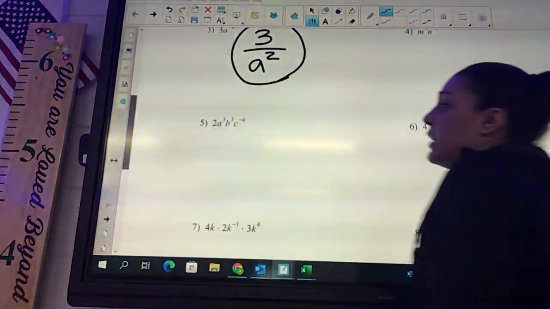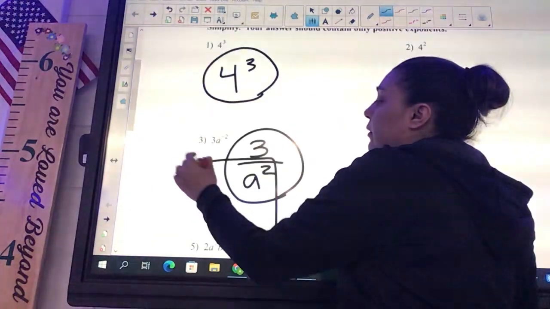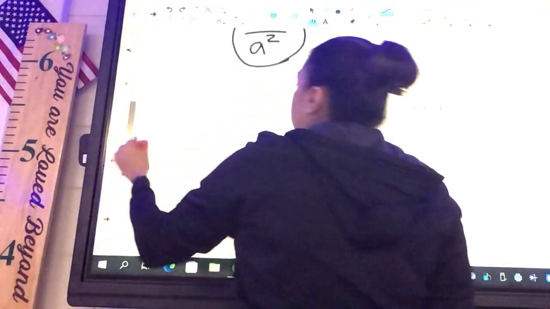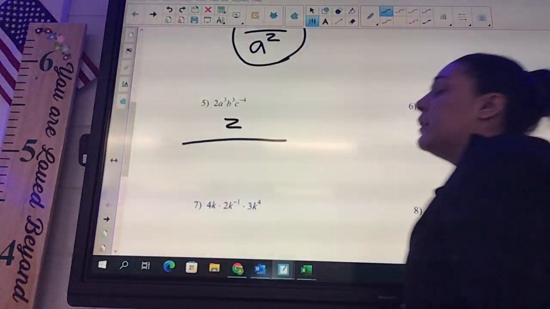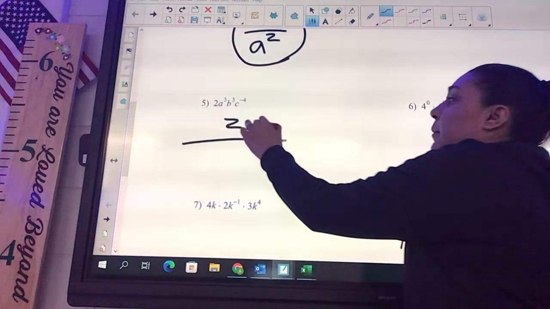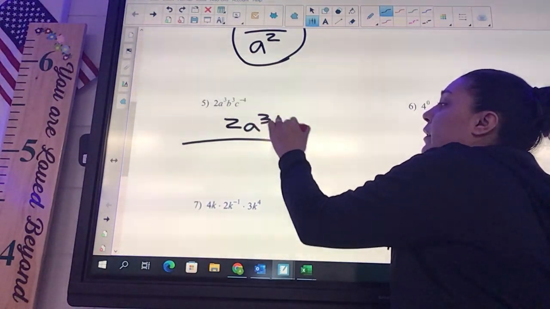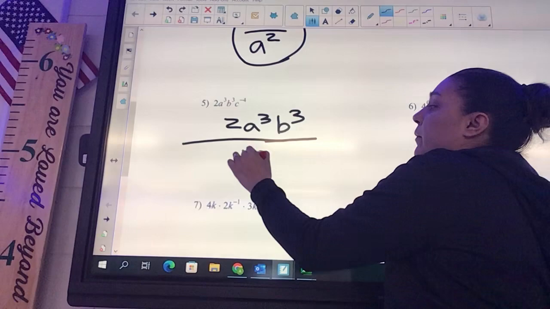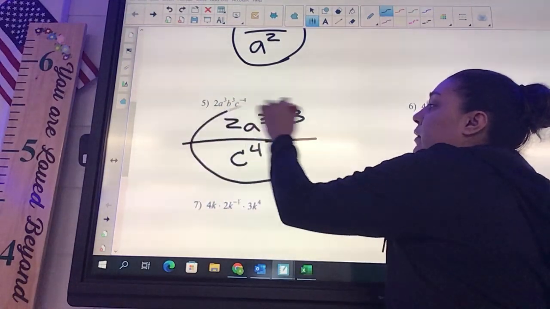Okay, 5 is of the same fashion. So where's the 2 go? Top, a to the 3. Top, b to the 3. C to the negative 4. Bottom, and it becomes a positive.